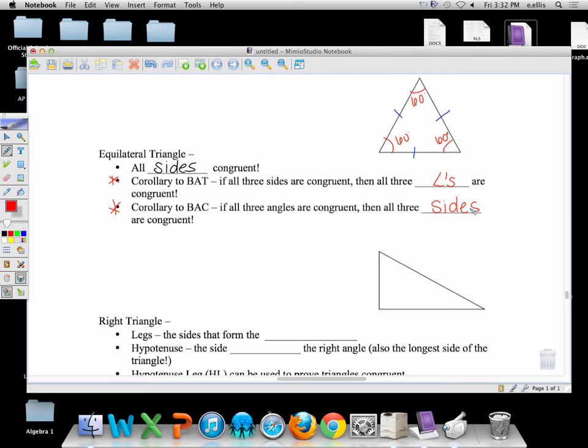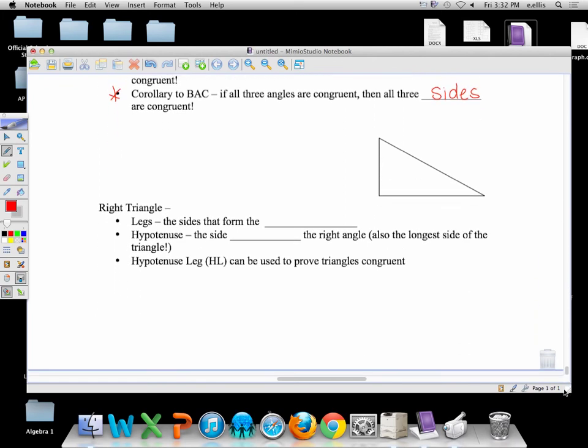All right, last but not least, our right triangles. Again, you see the phrase legs. Here, the legs are the sides that form the actual right angle. And then your hypotenuse is the side opposite the right angle. It's also the longest side of the triangle. So if you've got your right angle in your triangle here, the two that are forming it are legs, and the longest one across over here is your hypotenuse.